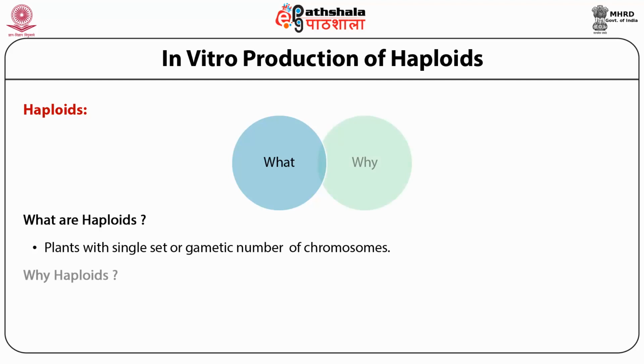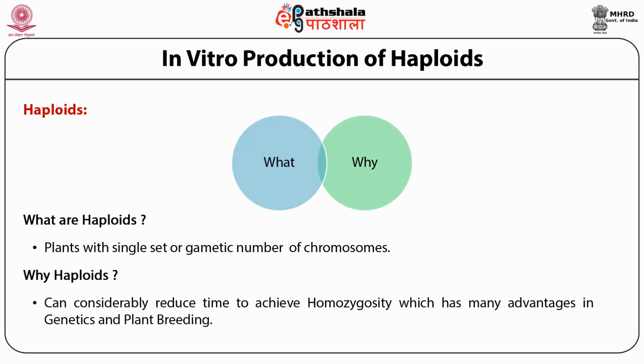And the question is, why do we need haploids? Haploids are extremely important for plant breeding and genetics because the breeders want to achieve homozygosity, and haploids permit achieving homozygosity in one step, which takes several years under ordinary conditions. Unfortunately, in nature, there are no reliable and reproducible methods to produce haploids. As I said, the natural occurrence of haploids is extremely low.